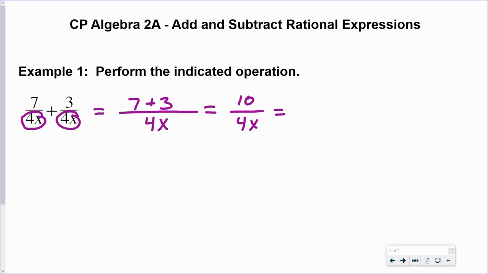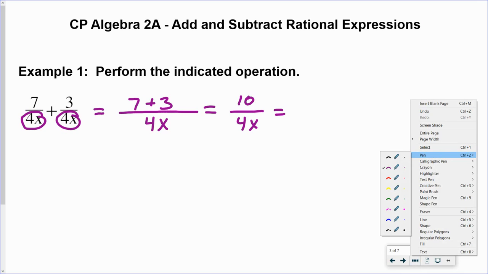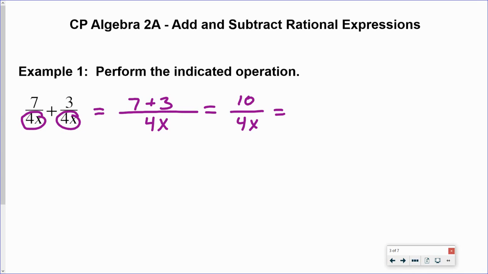And what we can also do here is simplify out any common factors. So 10 and 4 contain a common factor of 2. So 10 divided by 2 is 5. And then 4x divided by 2 is 2x. So this expression is going to simplify down to 5 over 2x.